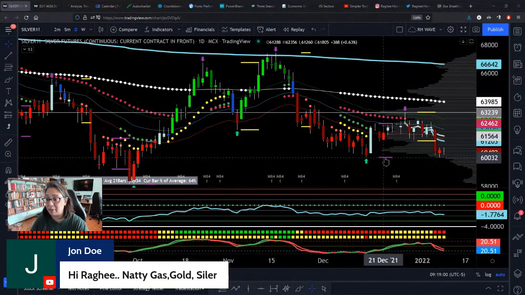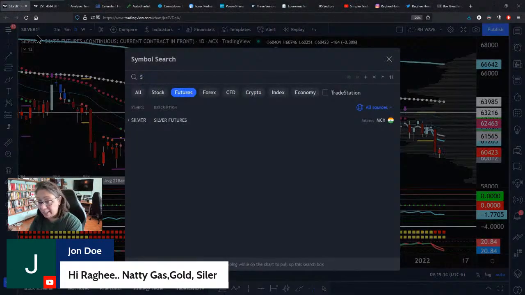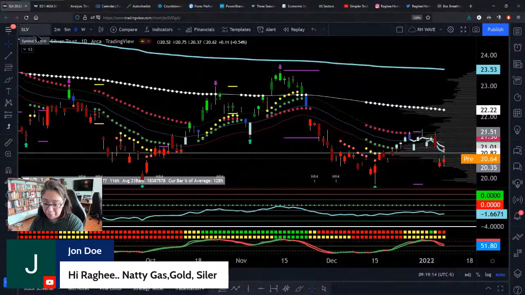Oh, and there's a Darvis. See how it comes together? We don't have to draw things in our charts when we automate everything. So that's an interesting setup in silver. And you can play that with SLV. In fact, I would recommend playing it with SLV or options on silver futures because silver can be a wild one. So I would usually recommend options on that one. SLV is quite liquid.